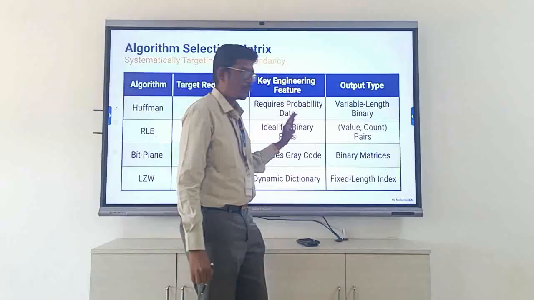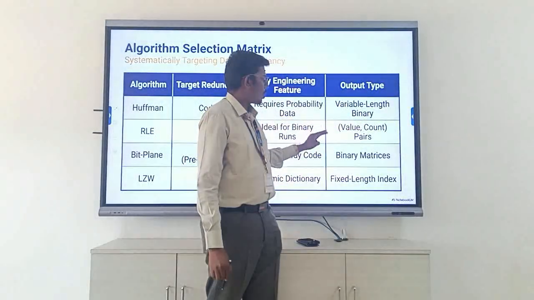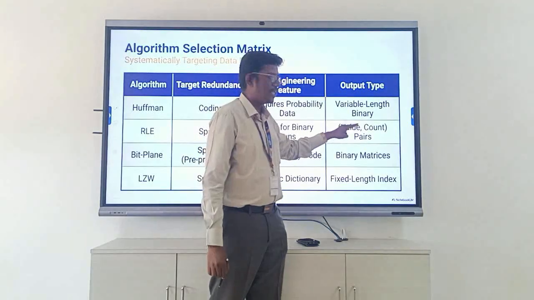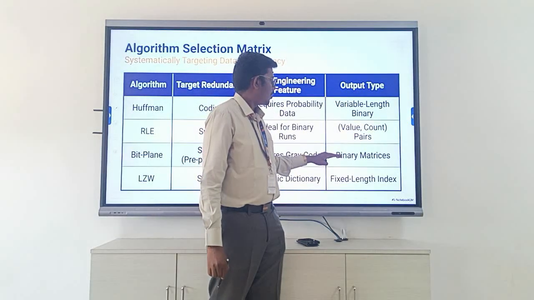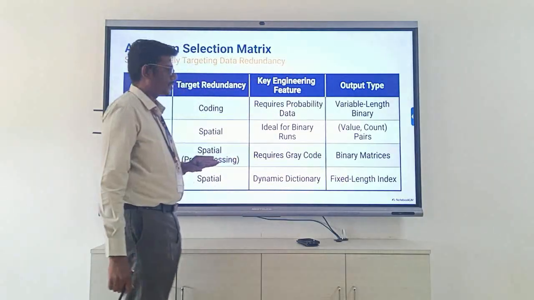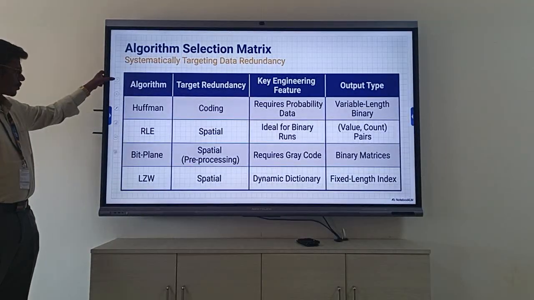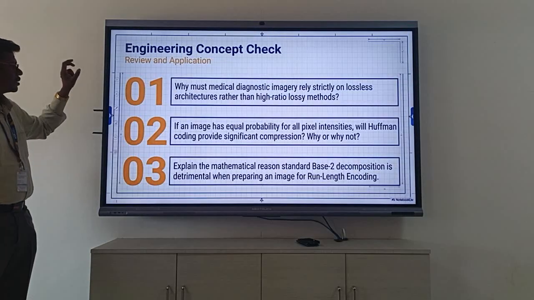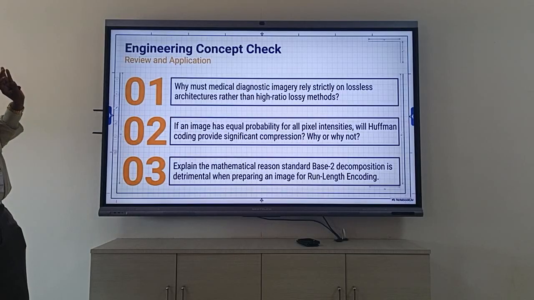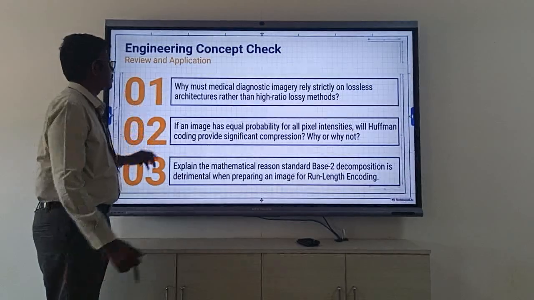The type of output in Huffman is variable length binary. For RLE it is a value count pair representation. For Bitplane it is a binary matrix representation. Finally, for LZW a fixed length index will be the output of the lossless compression technique. So these are the representations of lossless compression.